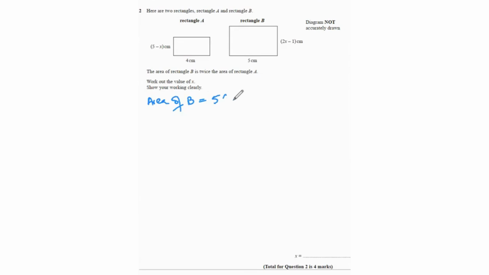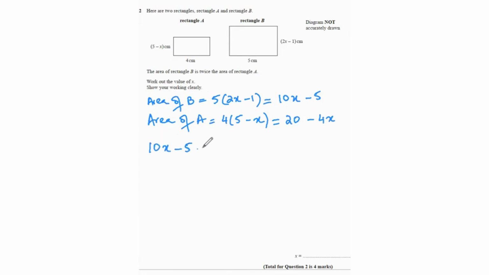That's 5 times 2x minus 1. That's 10x minus 5. Then area of A is going to be 4 times 5 minus x, which is 20 minus 4x. Area of B, which is 10x minus 5, is twice the area of A. So 2 times 20 minus 4x. That's 10x minus 5 equals 40 minus 8x.